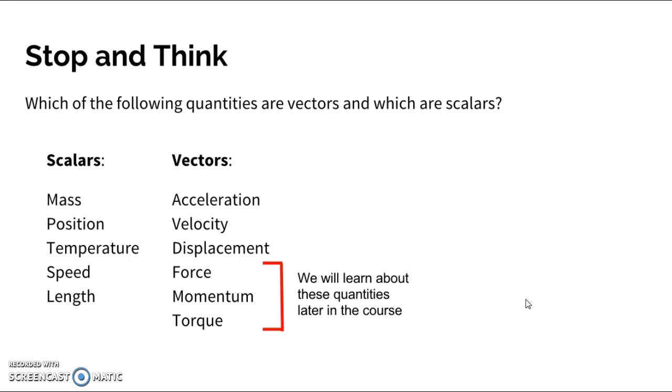The vector quantities here are acceleration, velocity, and displacement. Those we've all talked about in class already. And then we also have force, momentum, and torque. Though we haven't talked about these yet, I want you to start getting the idea in your head that these quantities are vectors. That will be important on the AP exam.